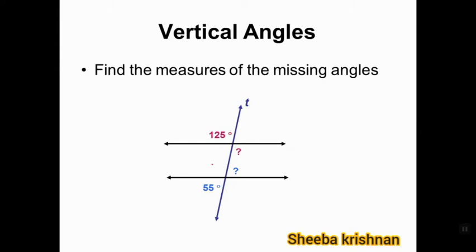Let us find the missing angles. This angle is given as 125 degree. What is the opposite angle? We know it is opposite to 125 degree, so the measurement of this angle will be 125 degree. And here it is 55 degree, and the opposite angle. So if it is 55 here, here also it is 55.